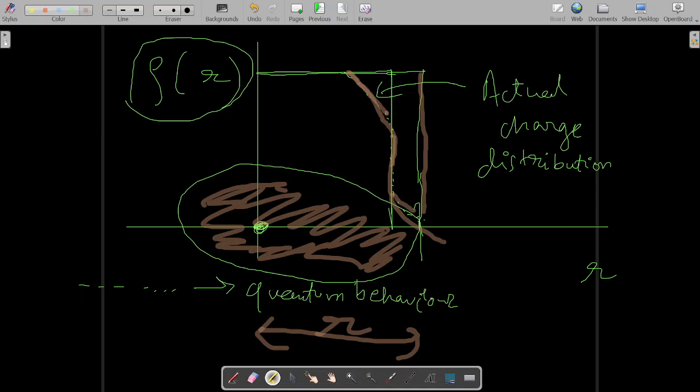It will reduce and reduce and reduce, and then it will be a little bit constant, and then it will reduce to zero eventually, slowly. Okay, so this is the meaning of this.